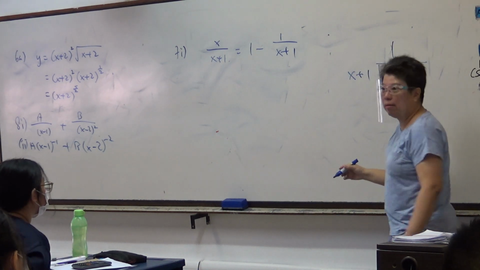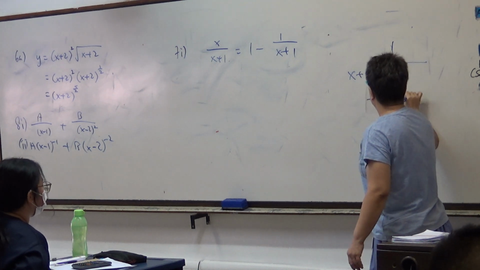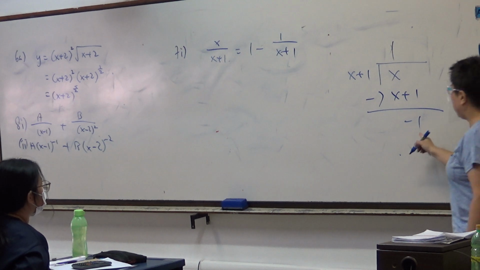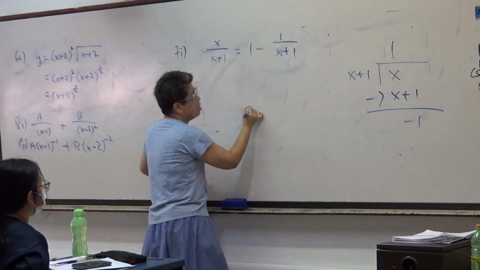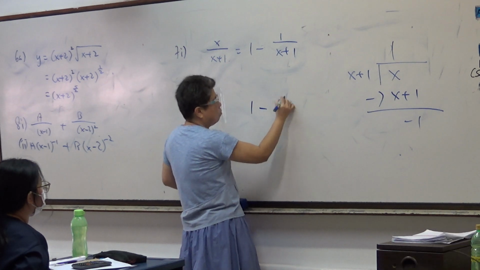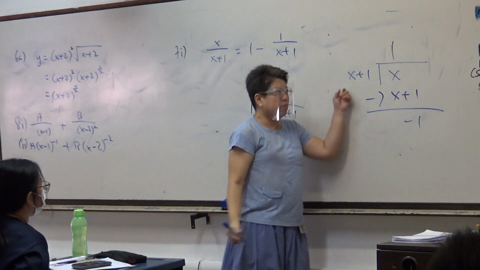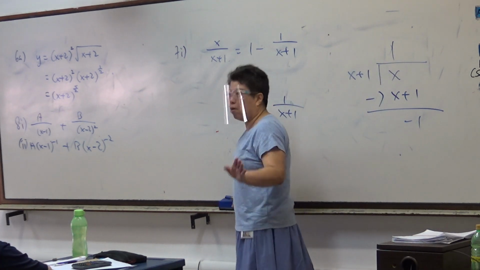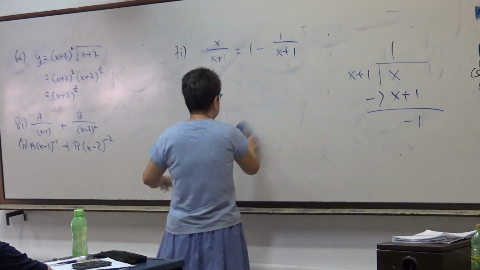What is this? One, right? Then I have x plus 1, right? So I'll have negative 1, right? So when I rewrite this, it will be 1 minus 1 over x plus 1, right? This over this, right? Remember? Okay, now I teach you another way. This is my long division. Correct. Okay, another way to do this.